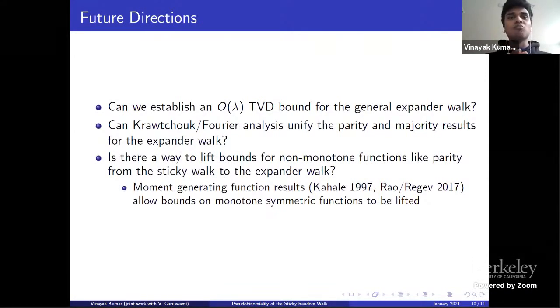And then finally, is there a way to essentially reduce more cases, more events from the expander walk to the sticky walk? There are moment generating function results that say you can lift bounds on monotone functions from a biased version of the sticky walk to the general expander walk. But how about non-monotone functions like parity? Is there some way we can show some relationship between the expander walk and the sticky walk?